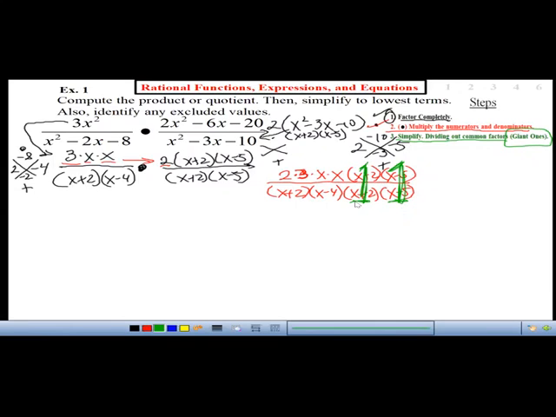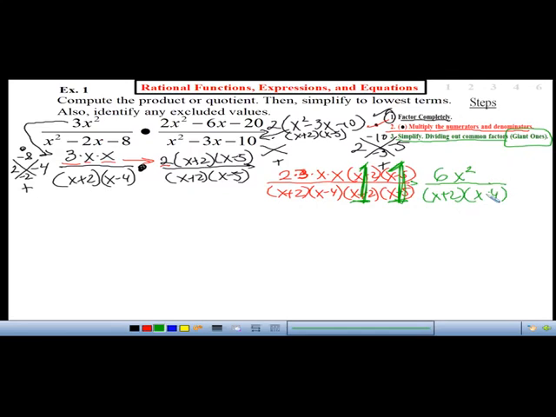Are there any other giant ones? No. So what's left on the numerator? 2 times 3 times x times x. So at this point, I can multiply them out just so that I can leave it in simplified form. 2 times 3 is 6. x times x is x squared. And I'm going to leave these as factors, x plus 2 and x minus 4.